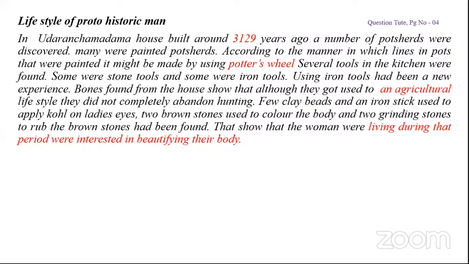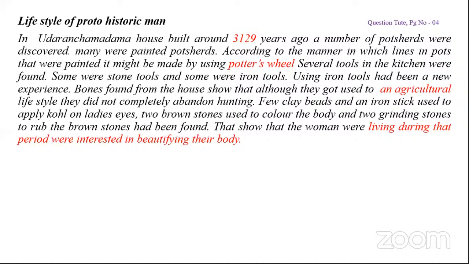Bones found from the house show that although they got used to an agricultural lifestyle, they did not completely abandon hunting. So that means they did hunting, and they did agriculture. Both the flesh of hunted animals as well as agricultural foods had been used.